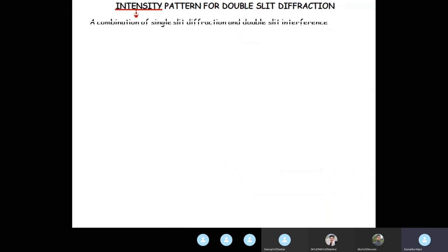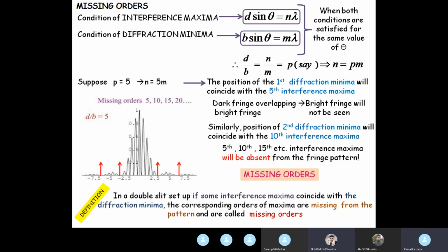All right. Ma'am, I have a question. Yes, go ahead. If there is a region where the darkness and brightness overlap, then there should be brightness. Where should there be darkness?